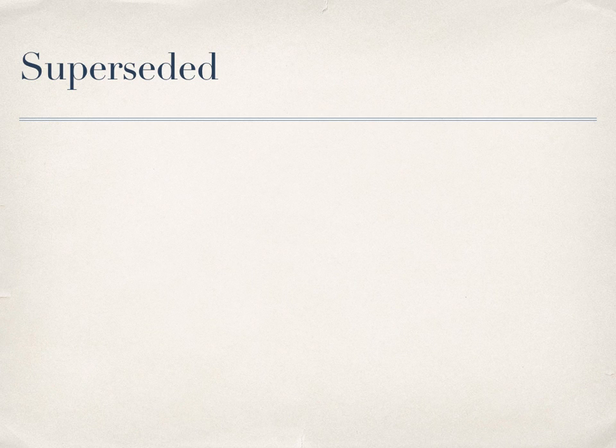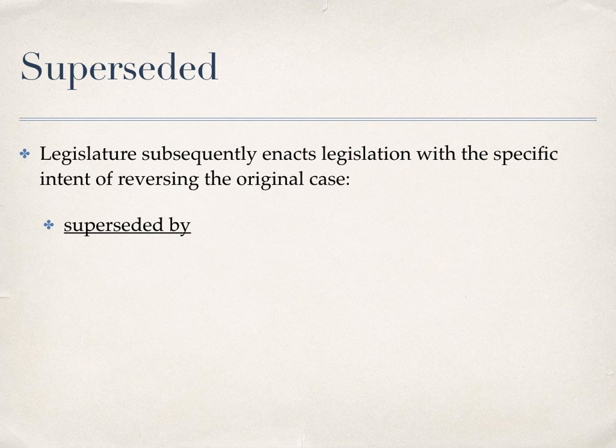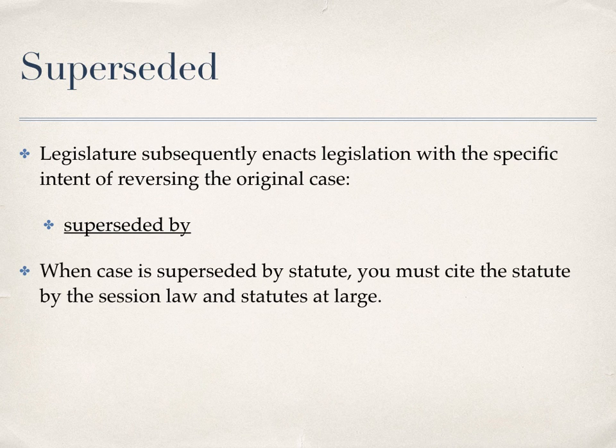Another type of subsequent history that might happen to your case through a different case or through a statute is called superseded. Generally, this is where a legislature subsequently enacts legislation with the specific intent of reversing the original case. Such history is indicated by "superseded by." When a case is superseded by statute, you must then include the cite to the statute by the session law and statutes at large right after that "superseded by" explanatory phrase.